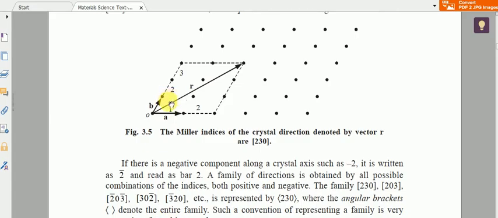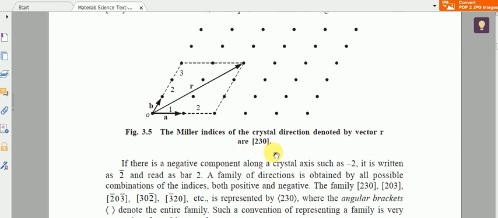If there is a negative component along a crystal axis in the direction representation, for example -2, we can write it as 2 bar. Such a direction can be represented as [2 bar 0 3]. This is an example only. We represented this particular direction as [2 3 0], because there is nothing along the Y axis or the C axis, I mean Z axis or C axis. So it is represented as [2 3 0].